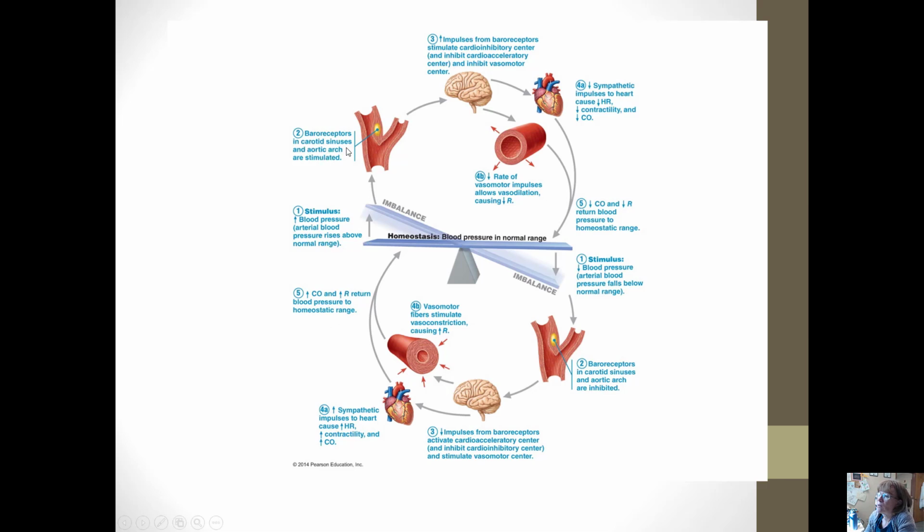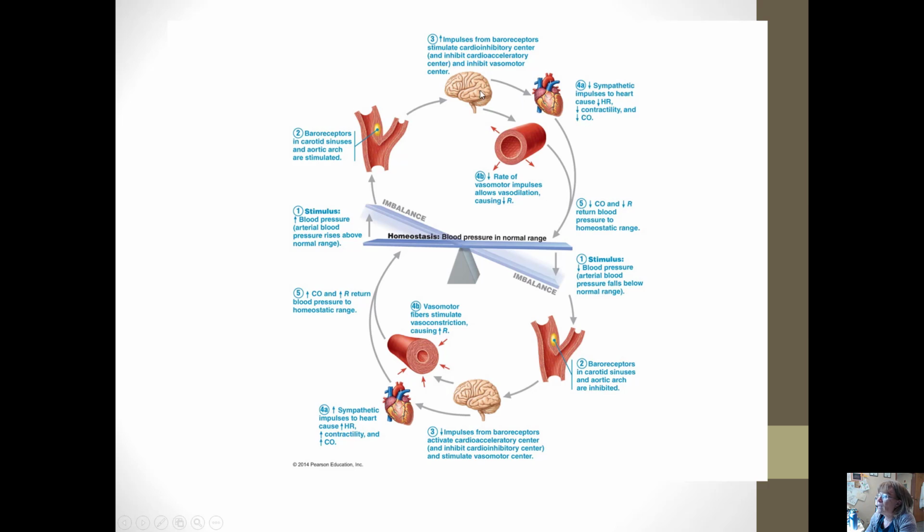The baroreceptors in the carotid sinuses and the aortic arch would then be stimulated, which will send a signal. The afferents would send a signal to the cardioacceleratory center, the cardioinhibitory center, and the vasomotor center. The cardioinhibitory center then would send parasympathetic stimulation out to the SA node and the AV node to decrease heart rate. By inhibiting the cardioacceleratory center, again, we also decrease heart rate and decrease contractility of the heart, and so those things will decrease cardiac output.